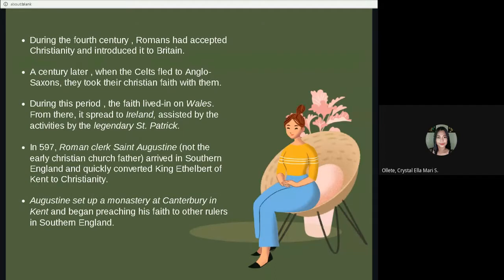After Rome fell to barbarian tribes in Anno Domini 476, communication weakened between Romans and Celtic Christians. While Rome was recovering from political chaos, the Celtic Christian church continued to thrive.